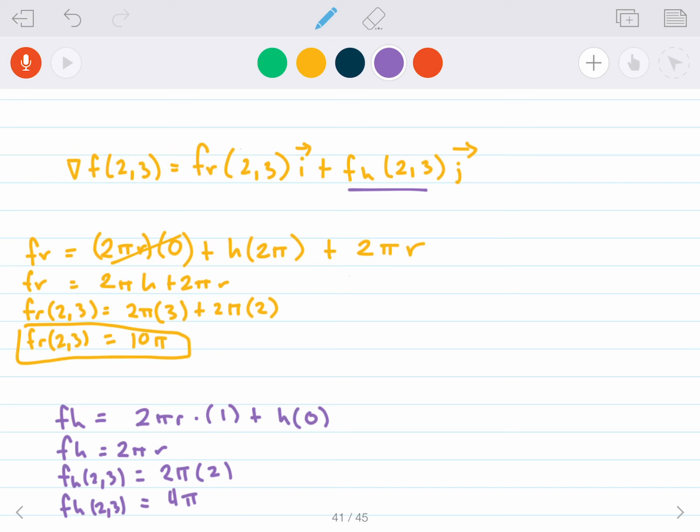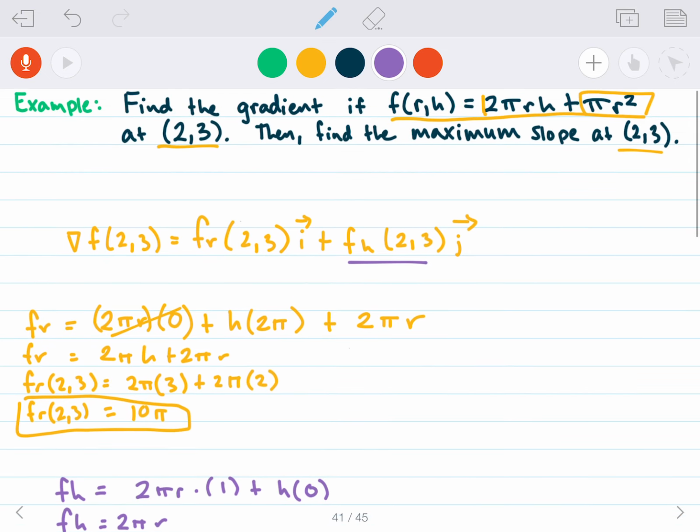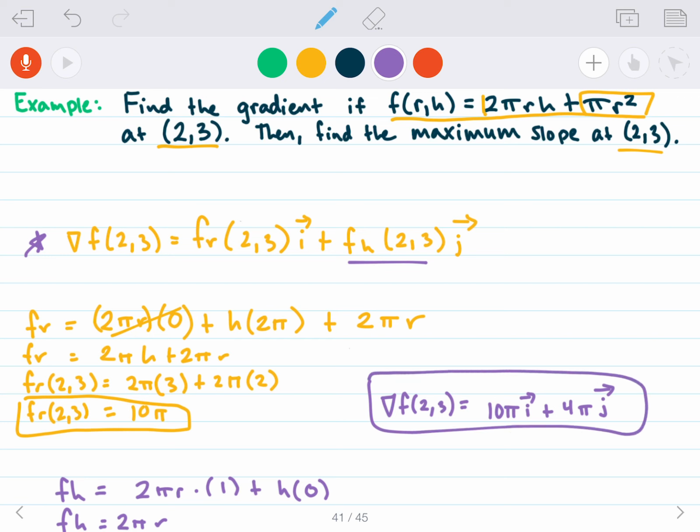Okay, so I have everything that I need, and all I need to do is plug this stuff into my gradient formula right here. Okay, so the gradient is going to be, f_r(2, 3) was 10 pi, so I have 10 pi i plus f_h(2, 3) was 4 pi, so this is 4 pi j. Okay, so this is my gradient, and so remember, this gives me the direction of the tangent line for maximum slope, okay, at this point, (2, 3).